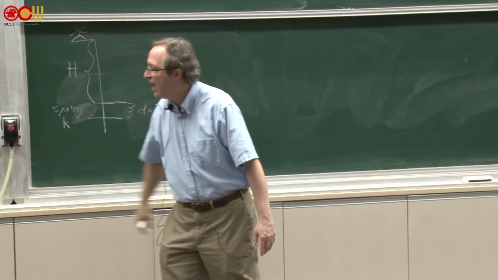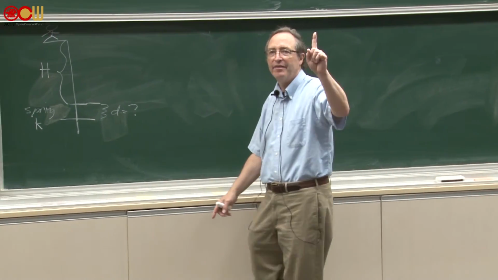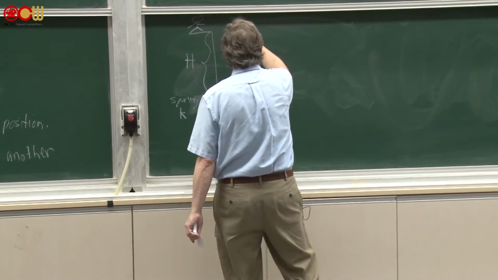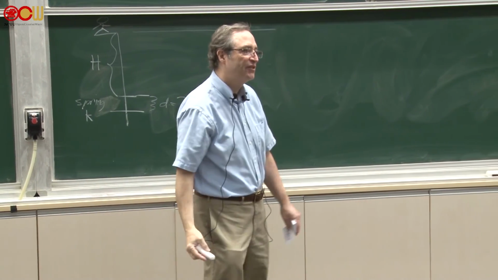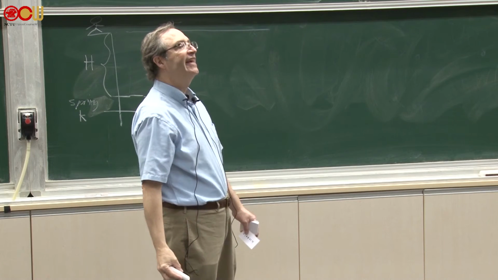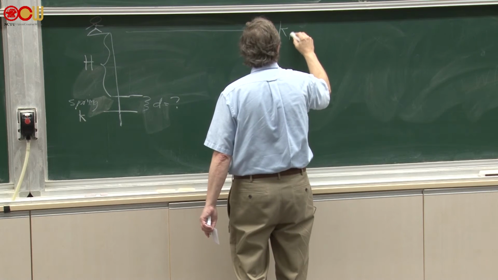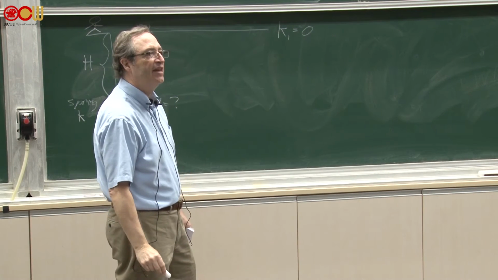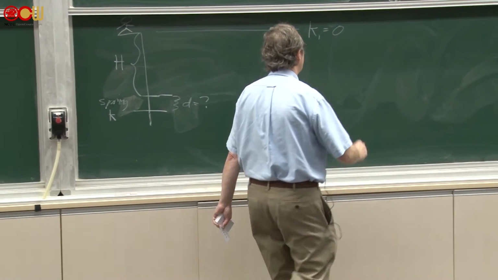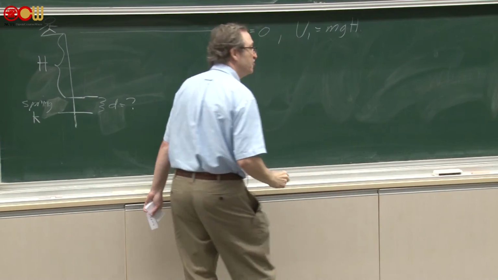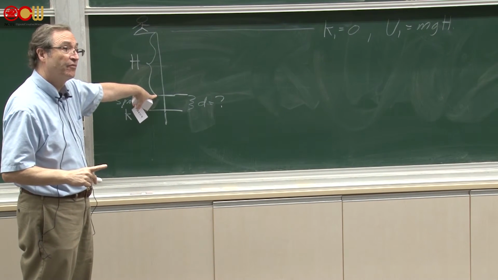Now, I want to identify the important positions. Where are they? Name one. Starting point. Good. All right, so there's one position. All right, I'm going to ask you a few questions about that position. What's the kinetic energy at that position? 0. So I can write K1 equals 0. What's the gravitational potential energy at that point? mgh. All right, now when you said that, you assumed that this point is 0, right?